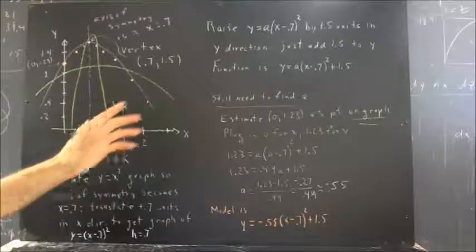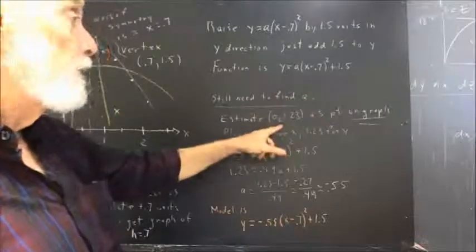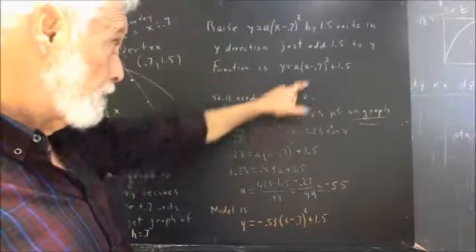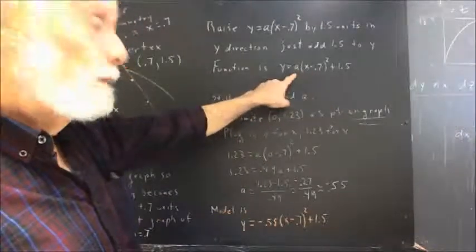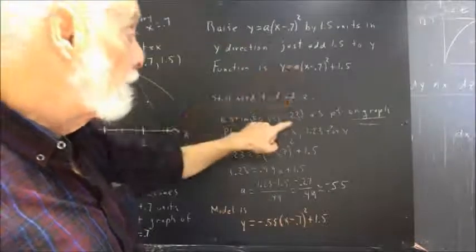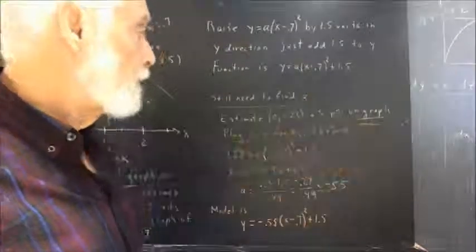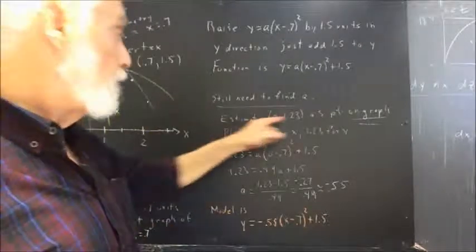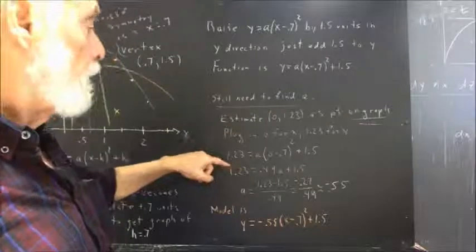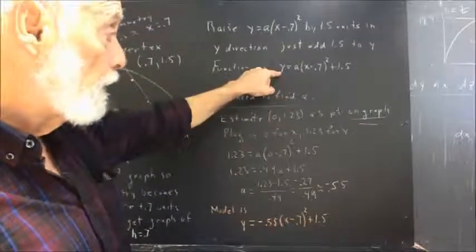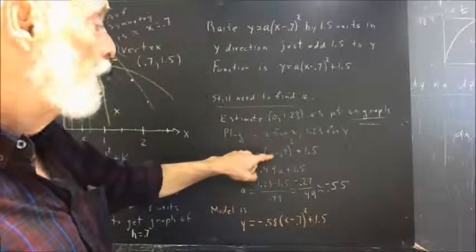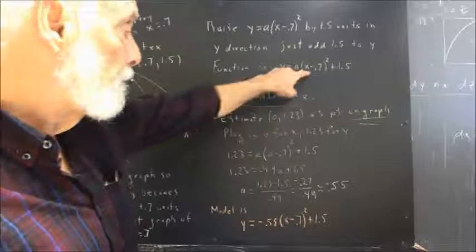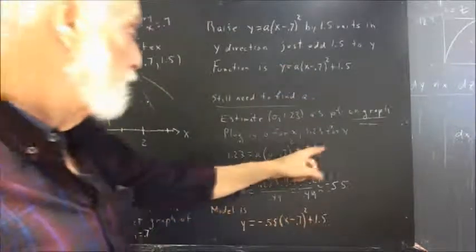So, we need to find a. We're going to use this point. And all we have to do is plug the coordinates of this point in here, and we're going to be able to solve for the value of a that matches up this point with everything we already know about the parabola, which is basically what the vertex is. Okay, so when we do that, we get the equation 1.23, that being our y value of this point, equals a times (0 minus 0.7) squared, 0 being the x coordinate of that point, plus 1.5.